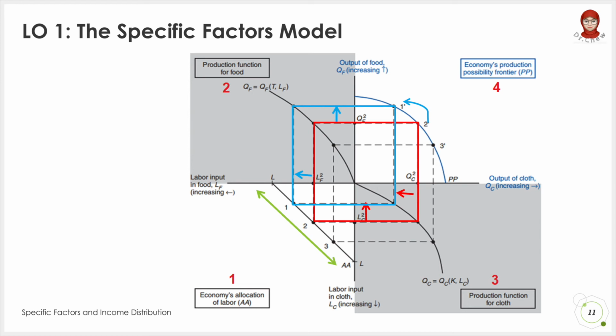How do we know how much labor to be employed in each sector? The Ricardian model explained that workers will work in sectors that pay a higher wage, or whichever sector has a higher relative price. And the same assumption also applies in the specific factors model.